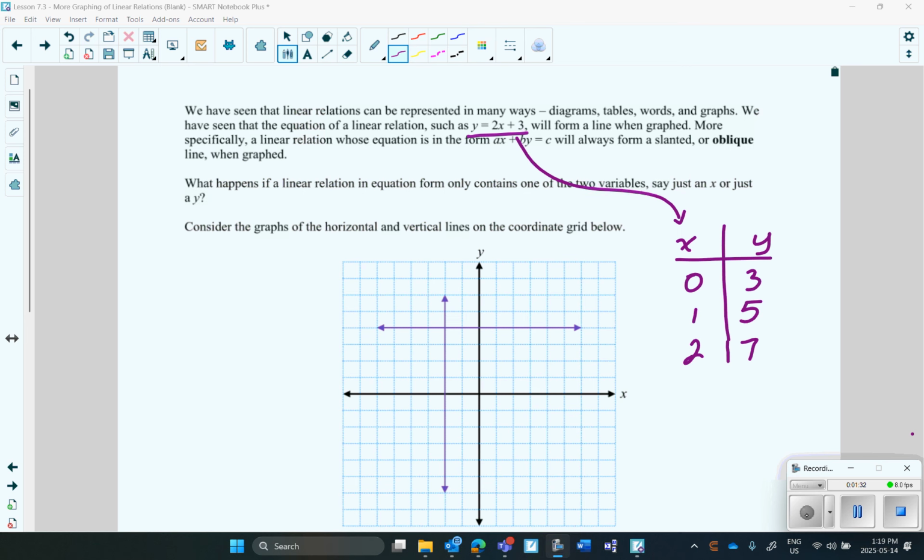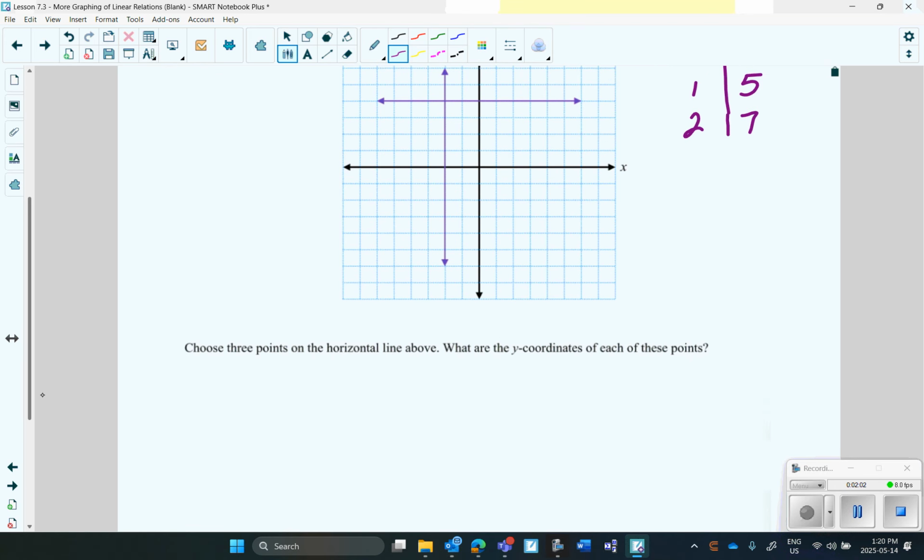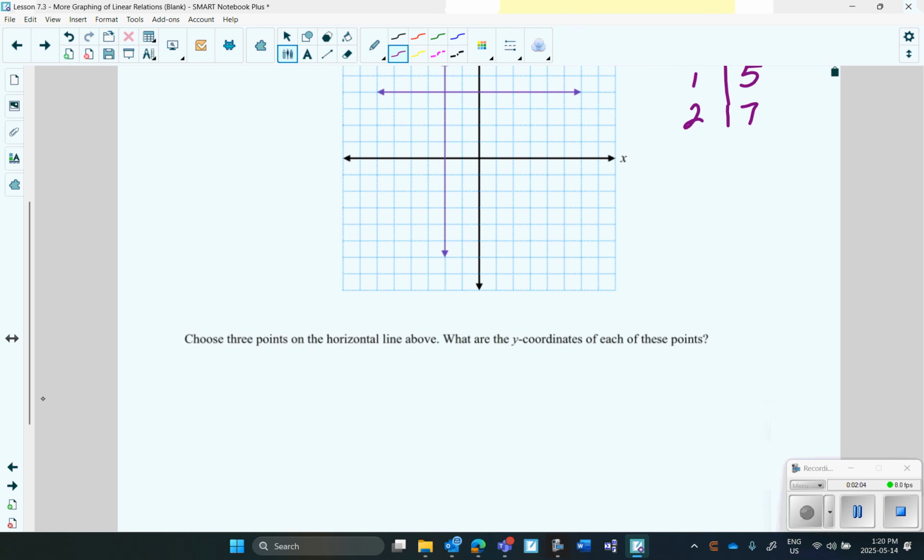Now, all the lines that we've graphed in this lesson and in previous lessons have been slanted lines. But those aren't the only type of lines. There's 2 other types of lines. Let's call this horizontal line, right? And this vertical line, okay? So let's look at the horizontal line. Tell me a point that's on this line. Anyone you want.